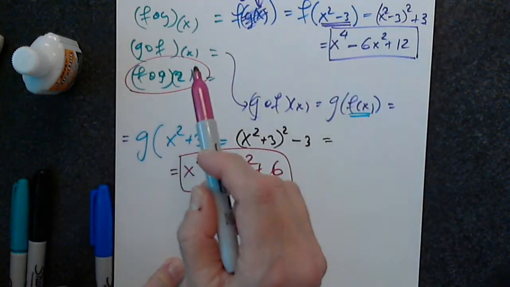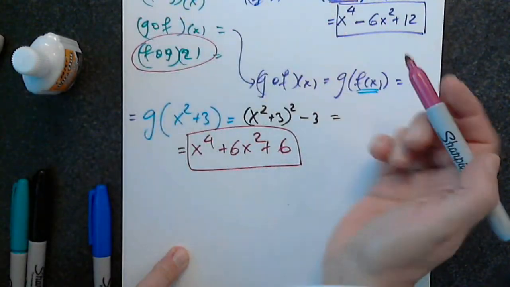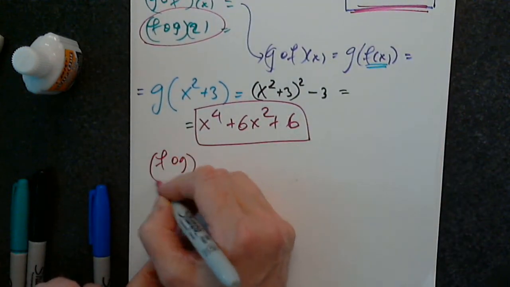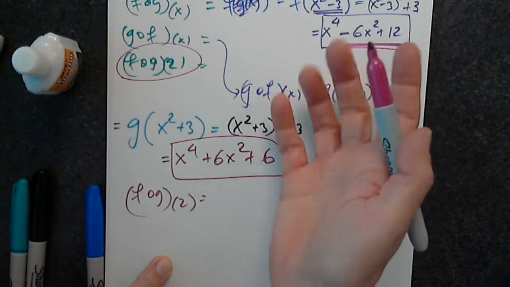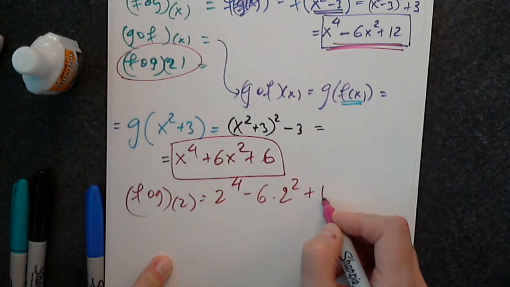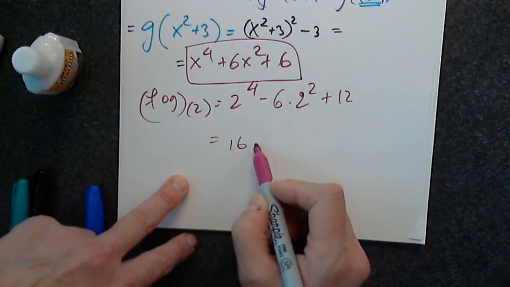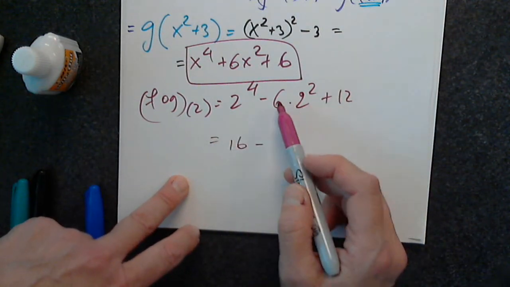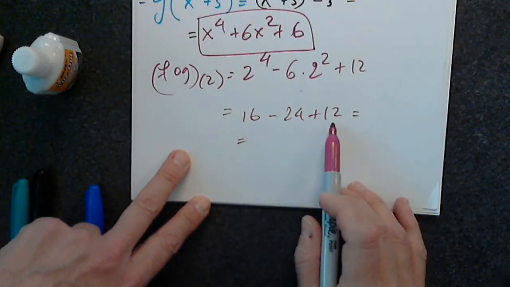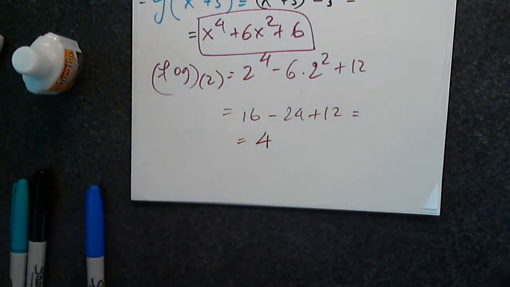Now we're asked to find f comp g of 2. But I have f comp g, it's right here. So in order to find f comp g of 2, I will plug it in. 2 to the 4th power minus 6 times 2 squared plus 12. 2 to the 4th is 16. 2 squared is 4. 6 times 4, 24, and plus 12. 16 plus 12 is 28. 28 minus 24 is 4.